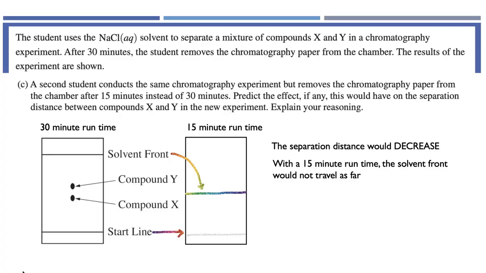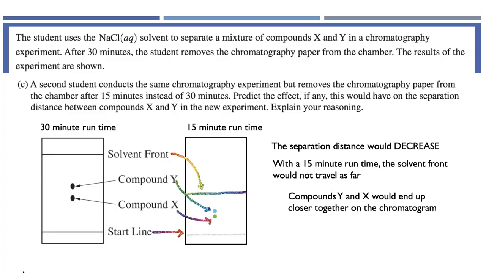Y moves just about halfway in the original 30-minute experiment, so it's still going to move about halfway, and compound X moved a little bit less than that, maybe 40% of the distance, so compound X is going to move 40%. But the solvent front didn't go as far, so 50% or 40% are smaller distances, and so compounds X and Y are going to end up closer together on the chromatogram, and that's what you needed to talk about to earn the point for part C.